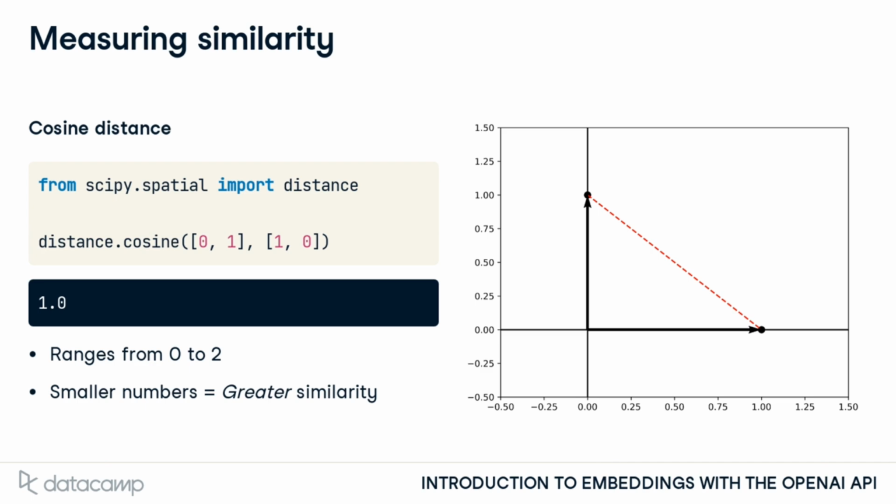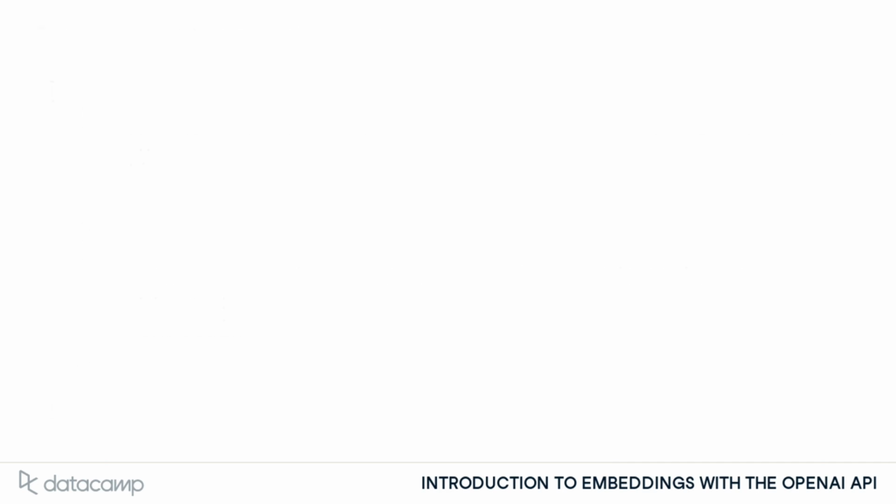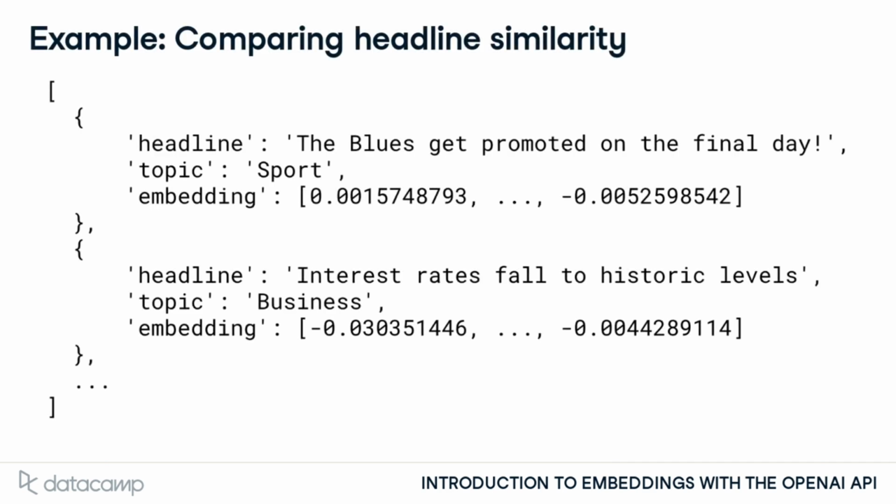Let's try this out with text embeddings. Let's return to an earlier dataset of news article information, including headlines and topics, which are stored in a list of dictionaries.